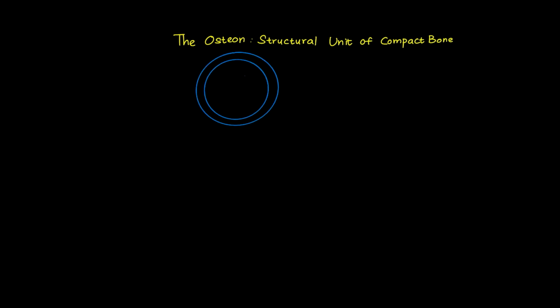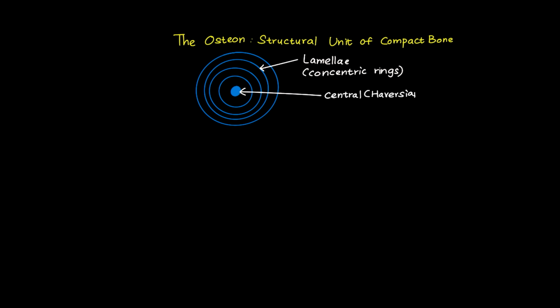Alright, let's get into the building blocks of bone. This question is about compact bone tissue and its structural unit, the osteon. Picture a tree trunk cut crosswise. You'd see rings, right? An osteon looks like that. It's a set of concentric rings made of calcified matrix called lamellae wrapped around a central canal, the Haversian canal, which carries blood vessels, nerves, and lymphatic vessels. That's the defining feature, concentric lamellae around a central canal.